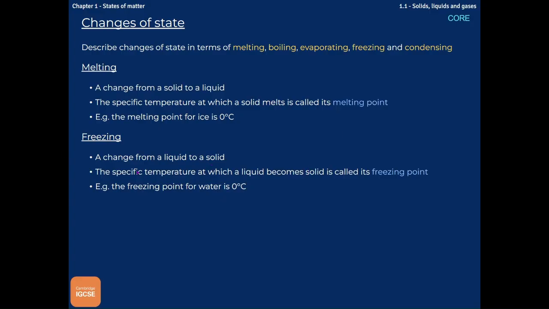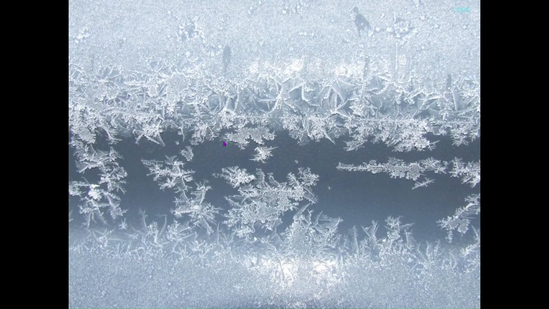Freezing, a change from a liquid to a solid. The specific temperature at which a liquid becomes a solid is called its freezing point, another physical property. Again, if we're thinking about water, it's 0 degrees. So when you freeze water, right, you can see these really cool water crystals that are forming. And this happens at 0 degrees, right? So even if this is happening in a freezer or something that's below 0 degrees Celsius, the water itself, when it's transitioning, is at 0 degrees.